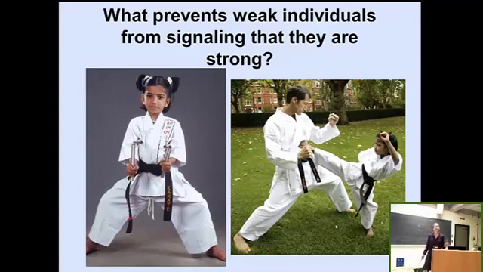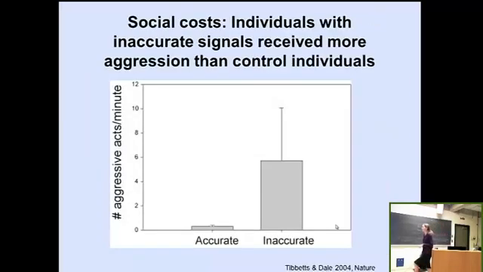So we decided to test this idea. We wanted to see if wasps with inaccurate signals received more aggression than wasps with accurate signals. To do this, we took two wasps and forced a wasp to cheat by painting her face so that her facial pattern no longer accurately reflected her ability. Then we set her up in fights, and what we found is that wasps with inaccurate signals received way more aggression than those with accurate signals. So it seems like social costs are an issue. If you signal that you're strong and you're not strong, you're going to get beaten up.